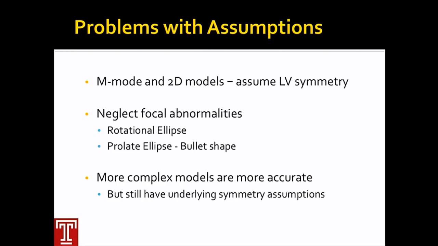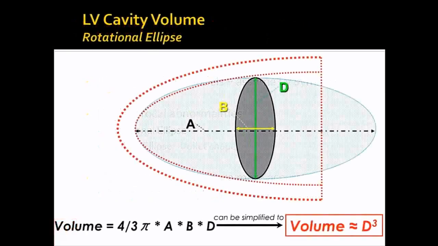But in echo, the assumptions on both 2D and M-mode based models assume a symmetrical LV. The rotational ellipse and the prolate ellipse models tend to neglect focal abnormalities. They're based on a single measurement at the mid or mid to basal cavity. And the more complex models may be more accurate, but still have underlying symmetry assumptions.